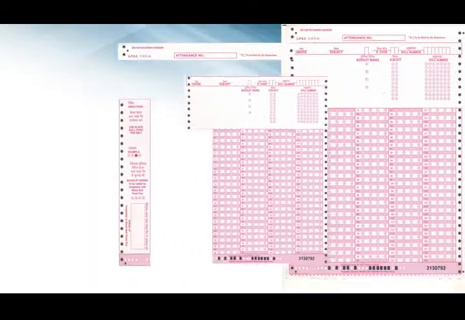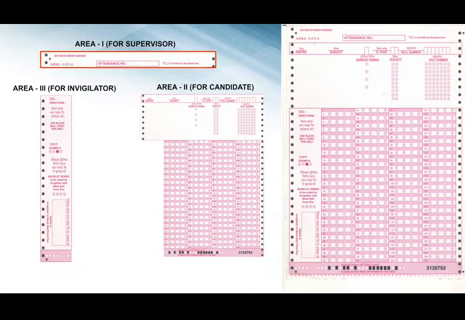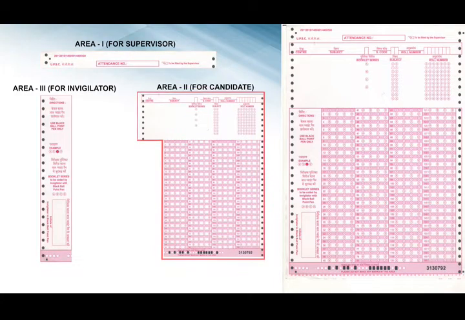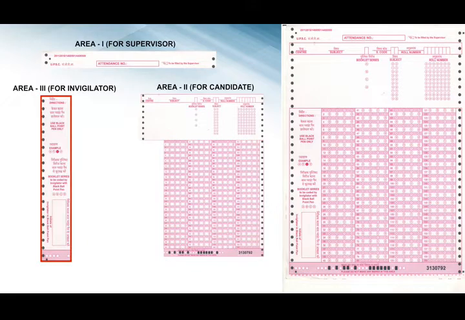There are three areas in the OMR sheet. The first area is for the supervisor, the second area is for the candidate, and the third area is for the invigilator.